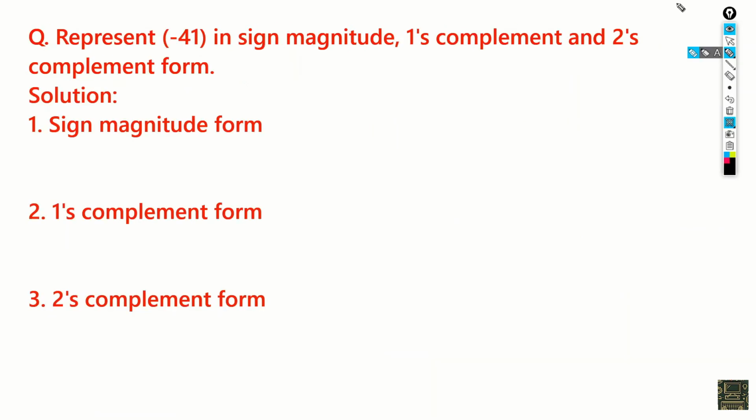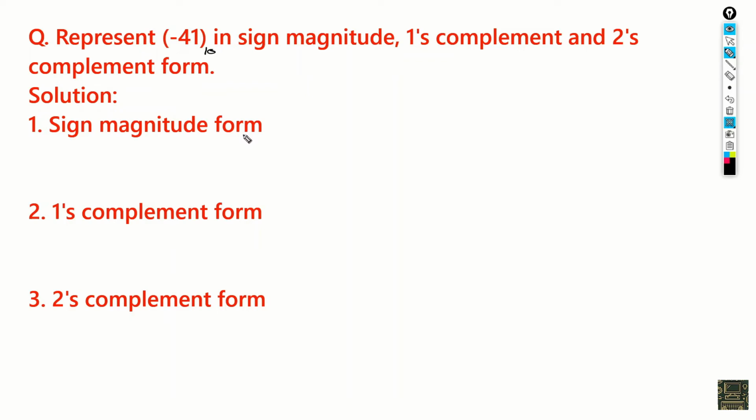Let us take another question on number representation using sign magnitude, 1's complement and 2's complement form. Consider the question: represent minus 41, which is in decimal number system, in sign magnitude, 1's complement and 2's complement form. So first, we will represent the minus 41 in sign magnitude form.